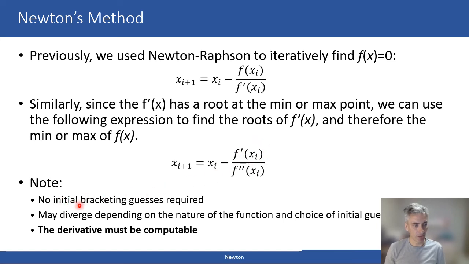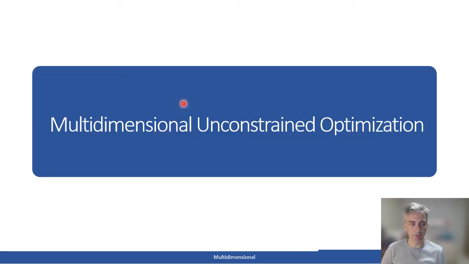So the good thing about this is we don't need to put any bracketing. We can just use a single starting point, but it's not as stable and it might diverge. Also, the first and second derivatives need to be computable. Until now, we've only really been looking at finding peaks in functions that depend on one variable. Now we're going to look at methods to find peaks in functions that depend on multiple variables.